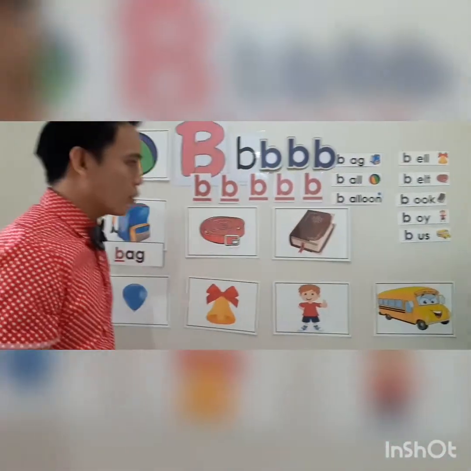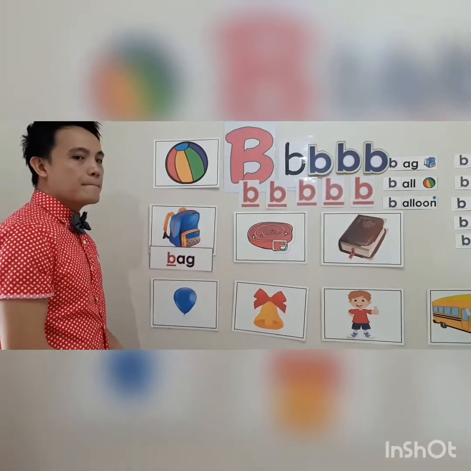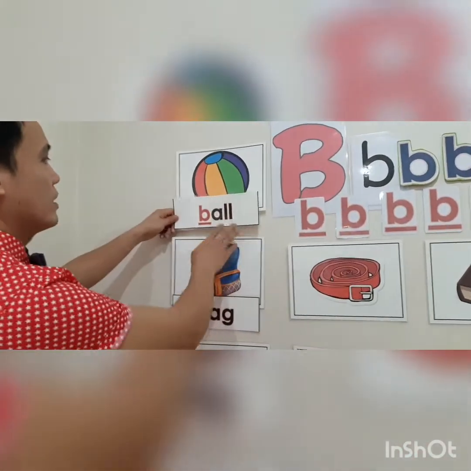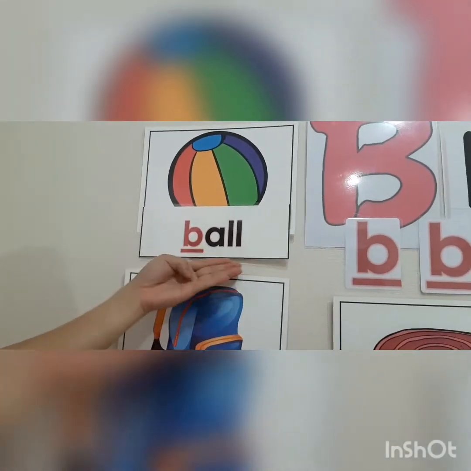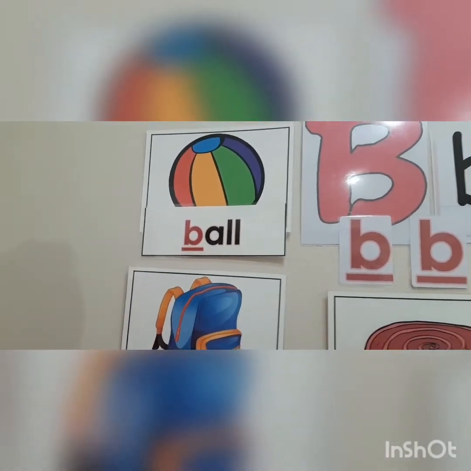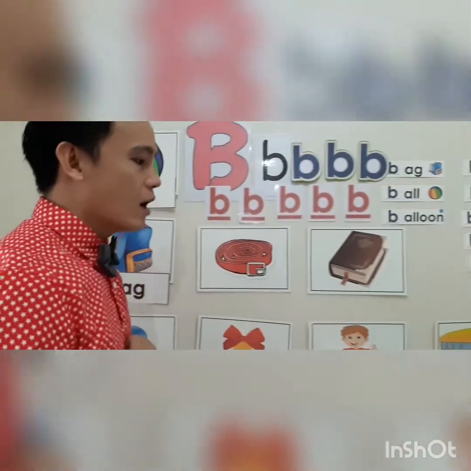Okay, next. What about the ball? Can you show me where the ball is? Where is the ball? B-b-ball. Okay, here is the ball. B-b-ball. Yes. Okay, next one.